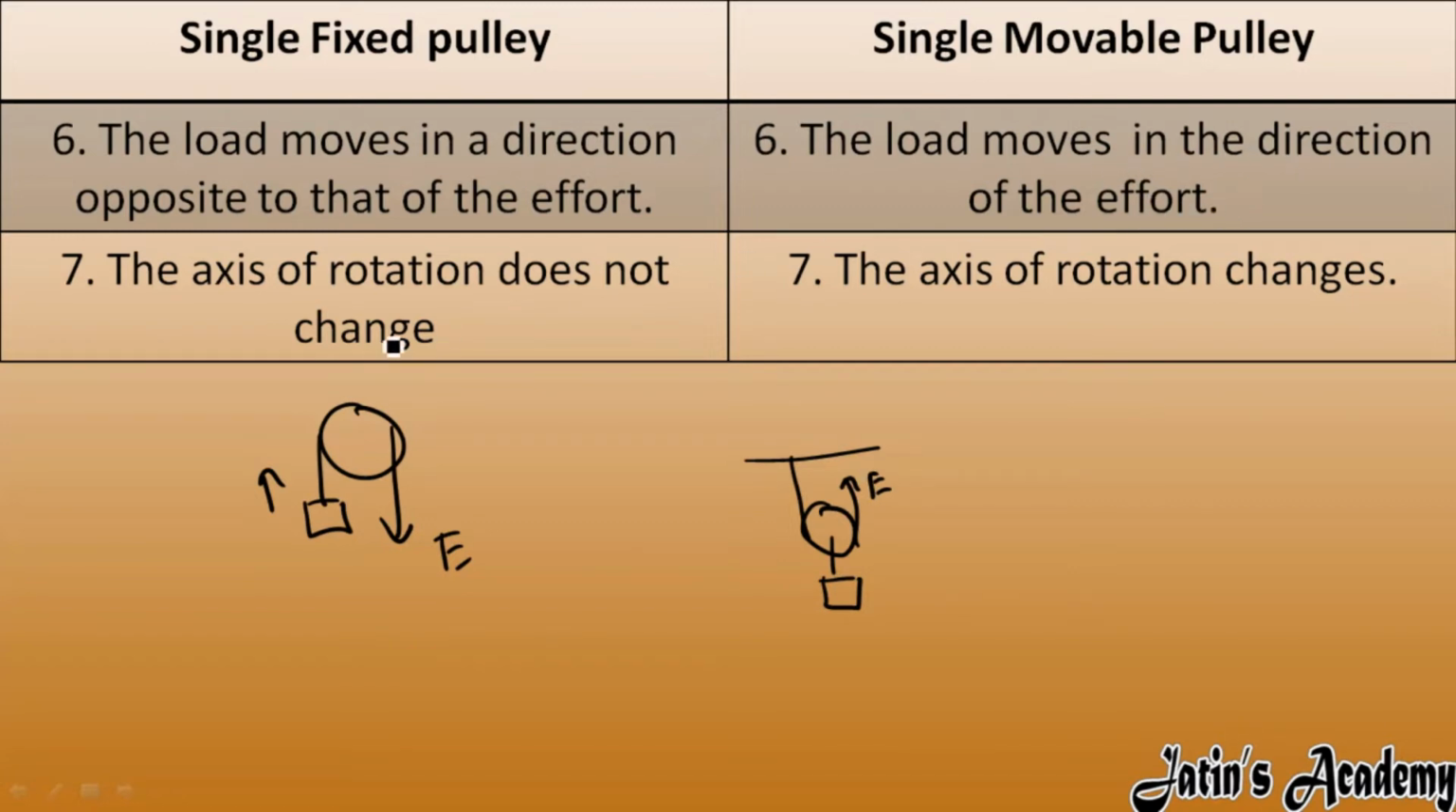Next we have here the axis of rotation does not change, it is fixed. But here in the single movable pulley, the axis of rotation gets changed. Clear?